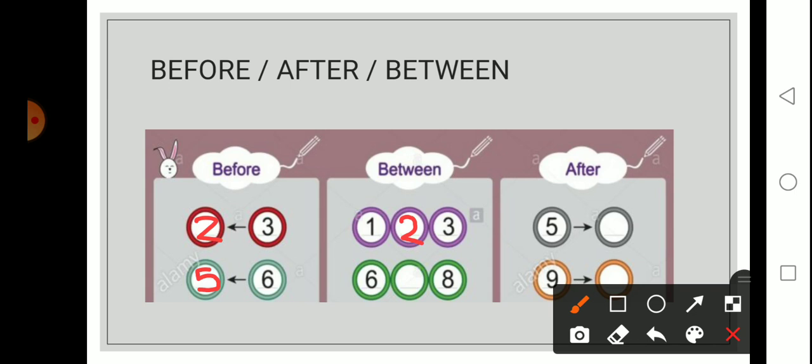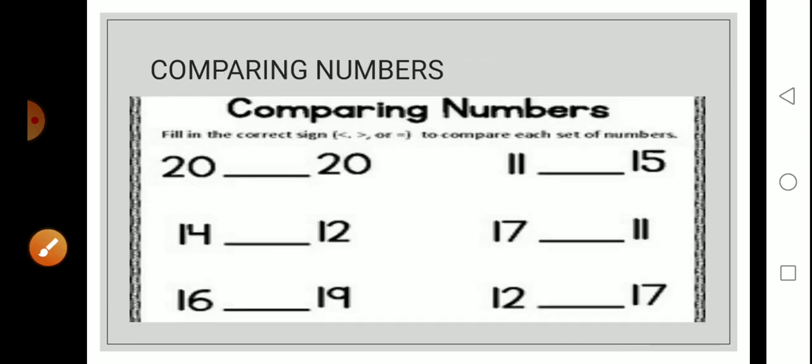And between 6 and 8, which number is missing? Yes, 7. 6, 7, 8. Now we will be doing after. So tell me which number will come after 5? So it is 6. And after 9? Yes, it is 10. So now let's compare the numbers.